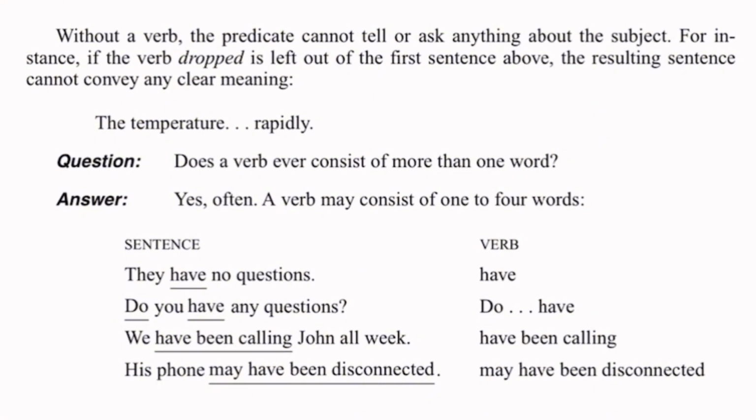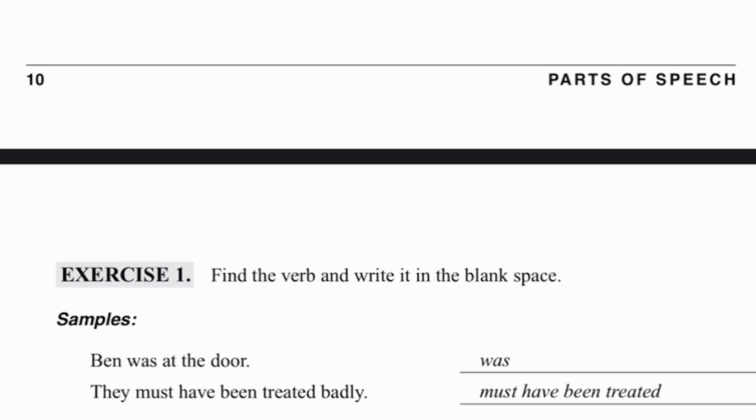We have been calling John all week. Have been calling is our verb. His phone may have been disconnected. May have been disconnected are all verbs in that sentence. But in our later videos, we are going to explain different types of verbs that will help you understand each verb that makes up the predicates in all these sentences.